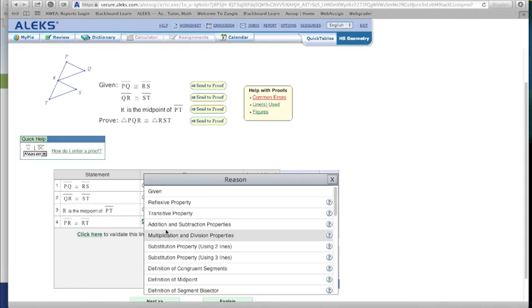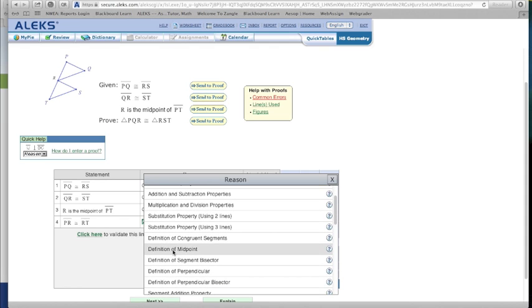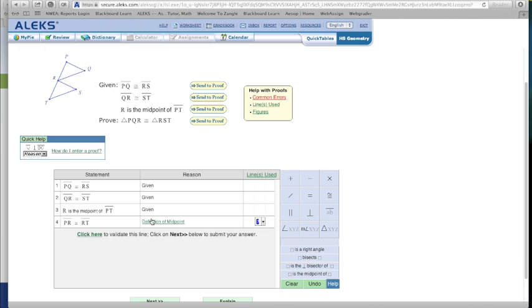And the reason is the definition of a midpoint. So somewhere, there it is, definition of a midpoint. And then it references where I got that information. So where I got that information is from step 3.